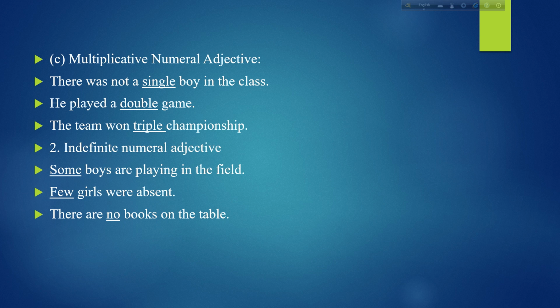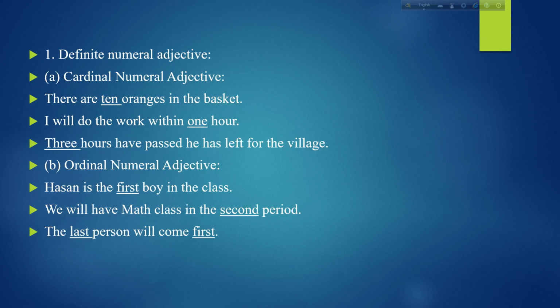These are indefinite numeral adjectives, and these are counted because some boys we can count: 2 boys, 5 boys, 10 boys. Few girls we can count. No books we can count. So the adjectives are the same, but according to use it is an indefinite numeral adjective, and we find the same adjectives in adjective of quantity.